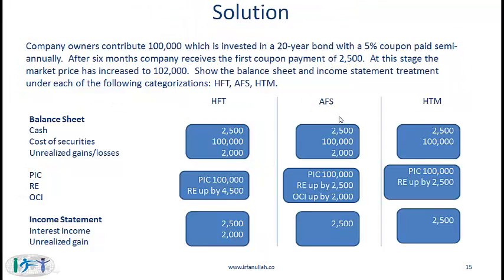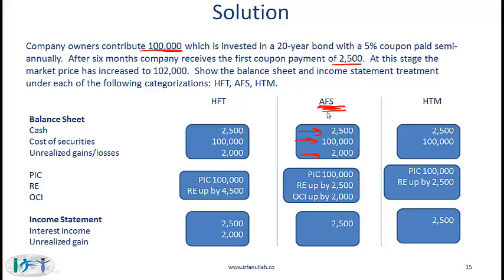Here is what you should come up with. With AFS, the cash again is 2,500 because that's the coupon payment that we are receiving. The cost of securities, 100,000, that's the original purchase amount. Remember that with AFS we said that the item is going to be shown at current market value. So the unrealized gain of 2,000 is shown on the balance sheet.